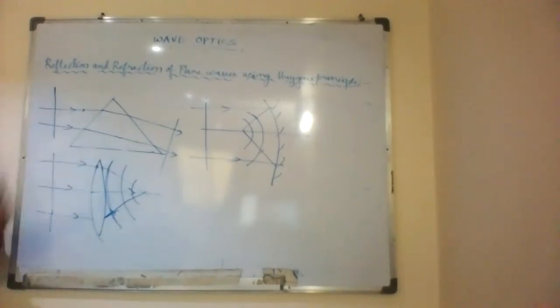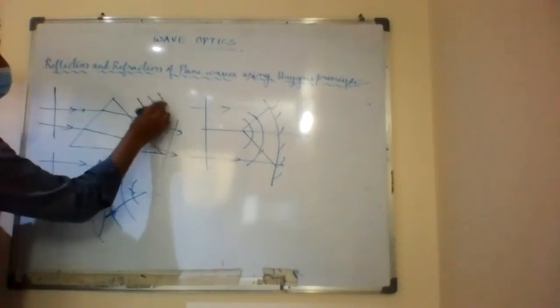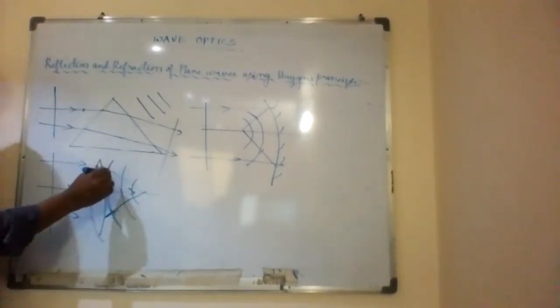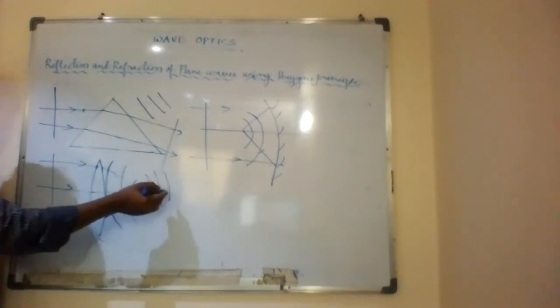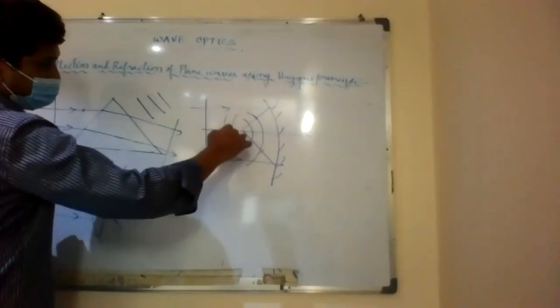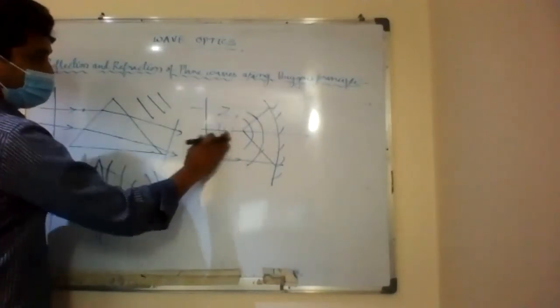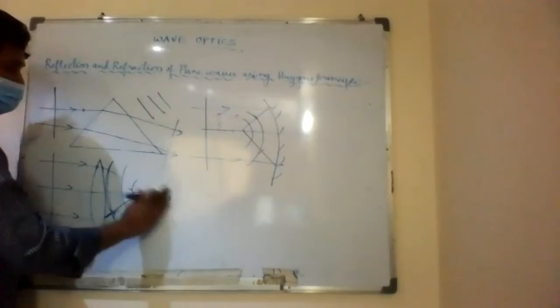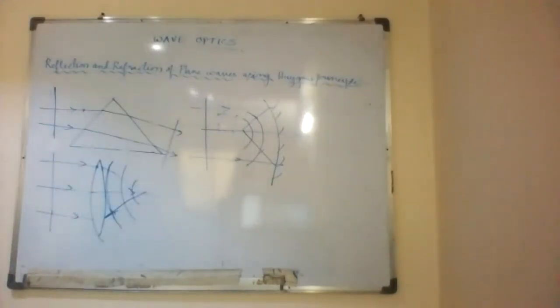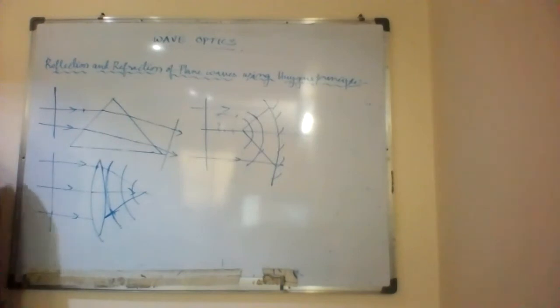I will tell you how students drew in the exam. They draw like this, and for this, they draw like this. These are all the mistakes they do in the exam. So that is why I say draw the ray diagram first. Then draw a line perpendicular to the rays. Automatically, you can draw the wavefront. Understood now?